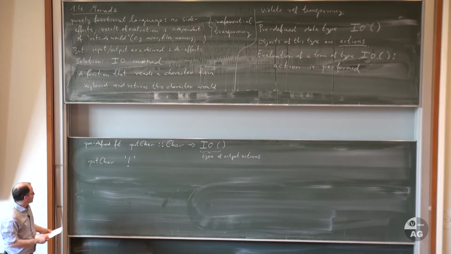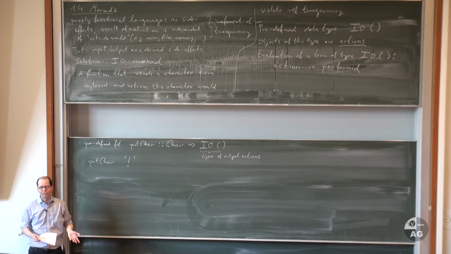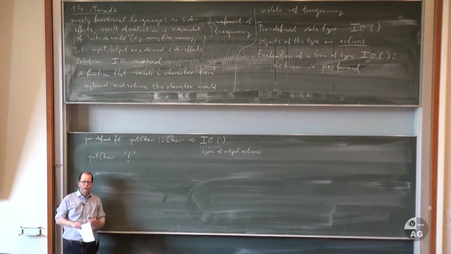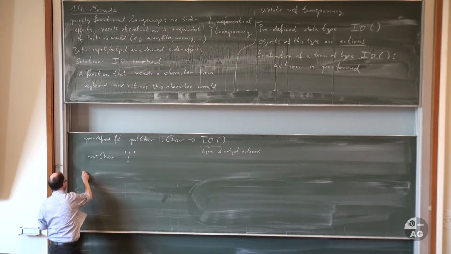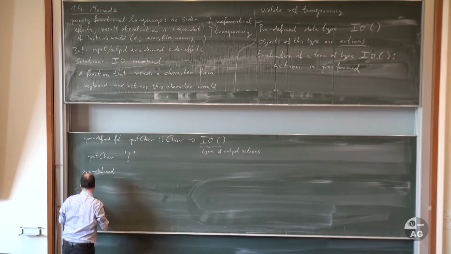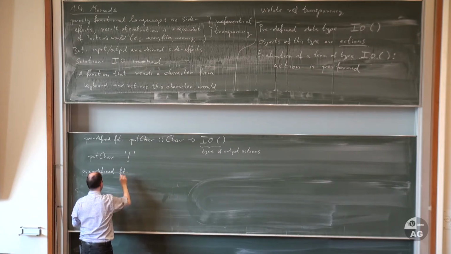OK, so there are some predefined operations like putCharacter which allow you to do some output things. Now, of course, you want to create your own output actions. And how can you do this? Well, you can take these atomic output actions and put them together, glue them together. So there are some more predefined operations. For example, there's a predefined function called then.